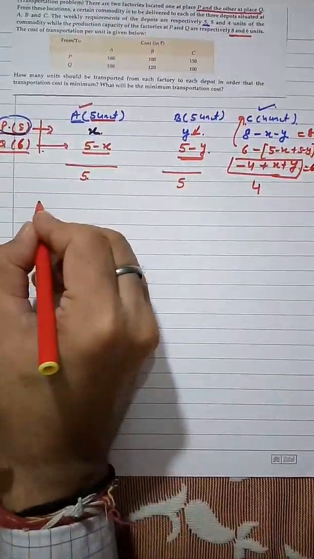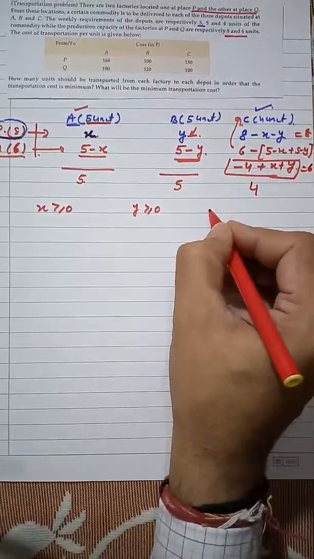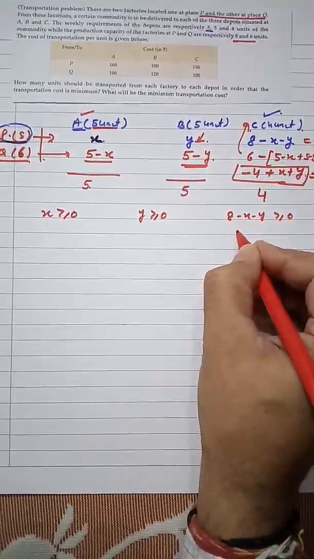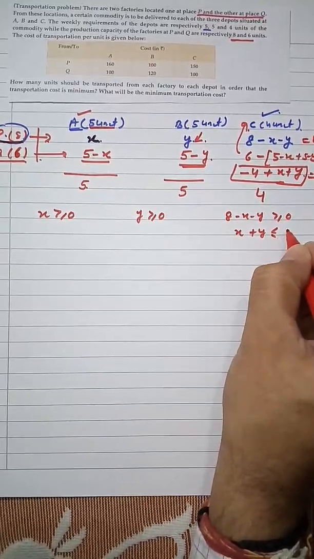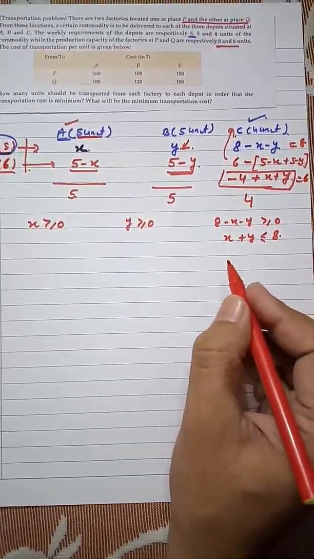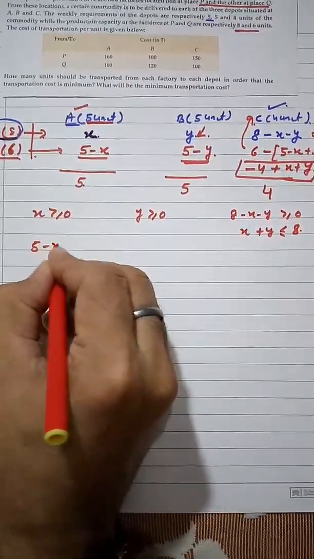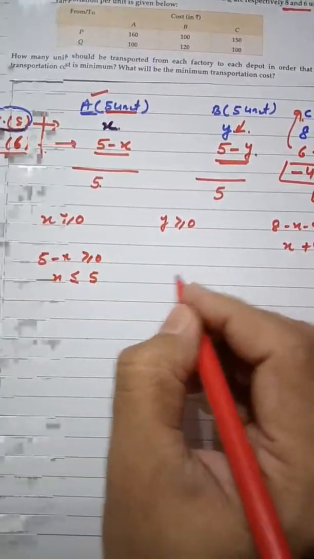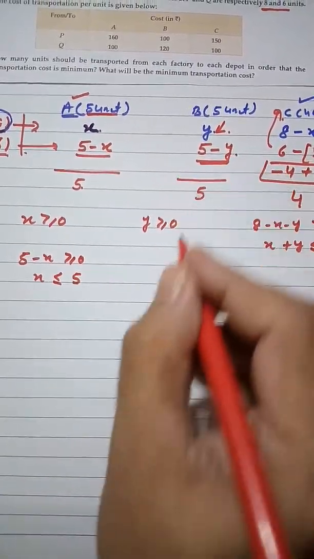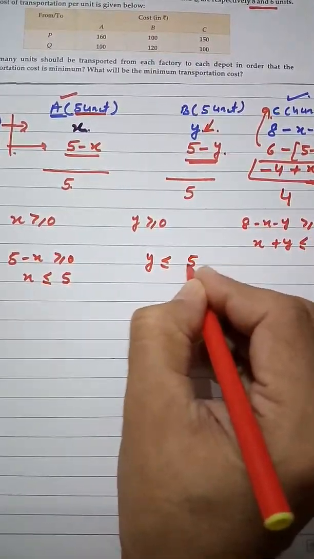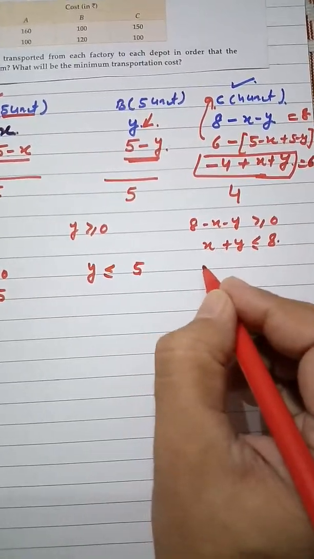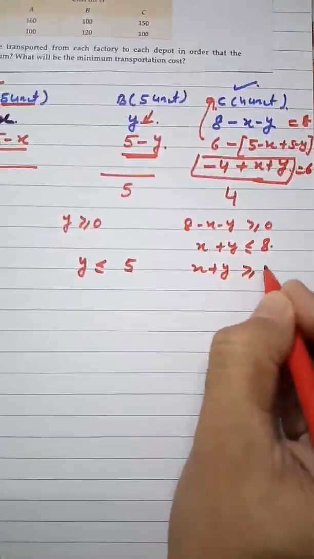Now we will make the inequalities: X is greater than or equal to 0. Similarly, Y is also greater than or equal to 0, and 8 minus X minus Y is also greater than or equal to 0. If you solve this, then X plus Y is less than or equal to 8. Similarly, 5 minus X is greater than or equal to 0, so you will get X less than or equal to 5. Similarly, Y is less than or equal to 5, and X plus Y is less than or equal to 8, and X plus Y is greater than or equal to 4.